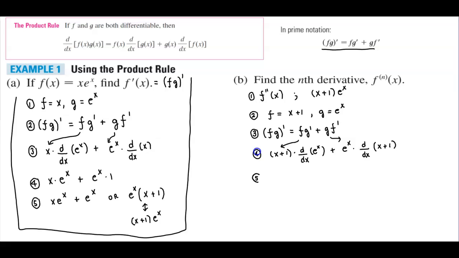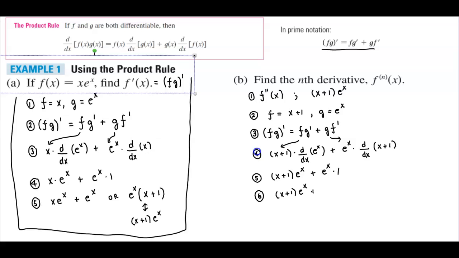Okay, next what we're going to do is now we have x plus 1 times e to the x plus e to the x, and what is the derivative with respect to x of x plus 1? Well, that gives us 1. So now we end up getting x plus 1 e to the x plus e to the x.